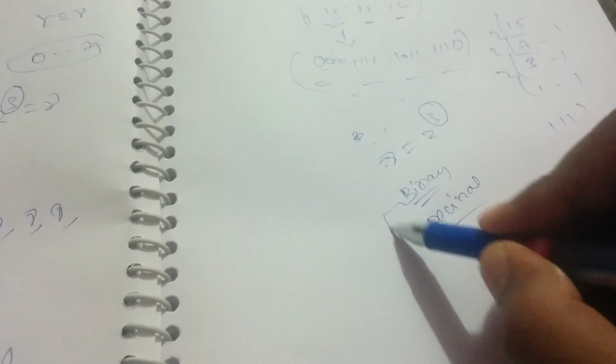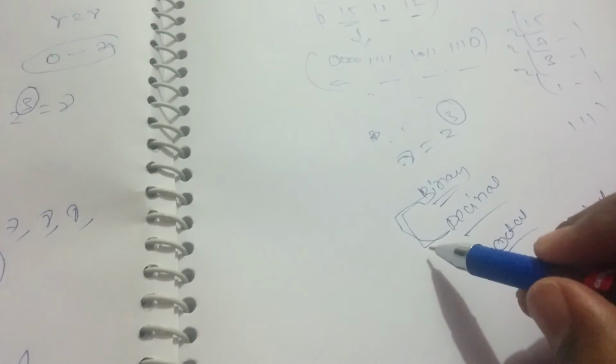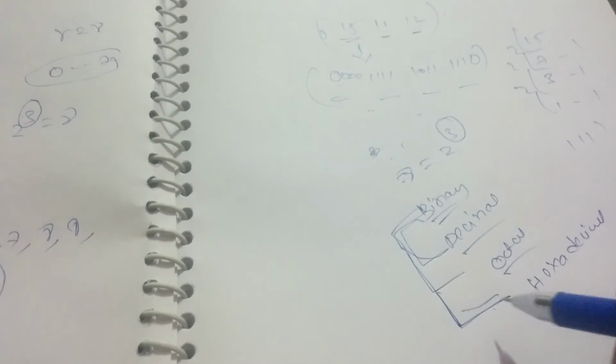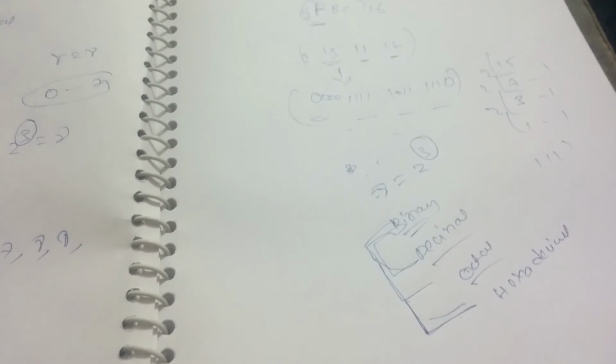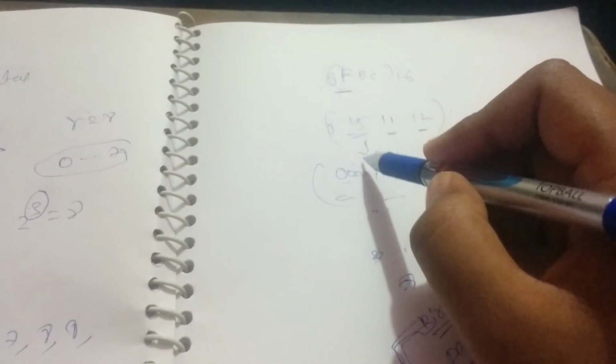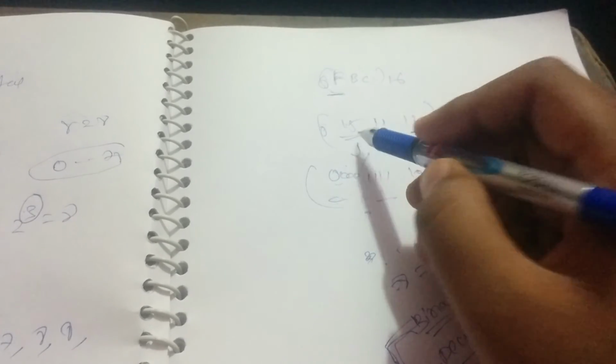Binary number system, decimal number system, octal number system, hexadecimal number system. We have seen binary to decimal, decimal to binary, binary to octal, and binary to hexadecimal, hexadecimal to binary. Next, hexadecimal to octal. It is not that complicated, but we can still do it. I told you, convert hexadecimal into decimal, then after that into binary.